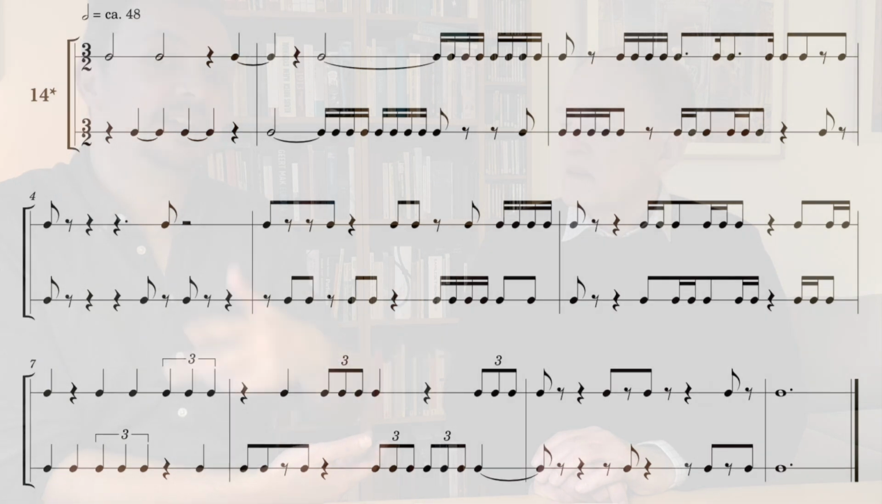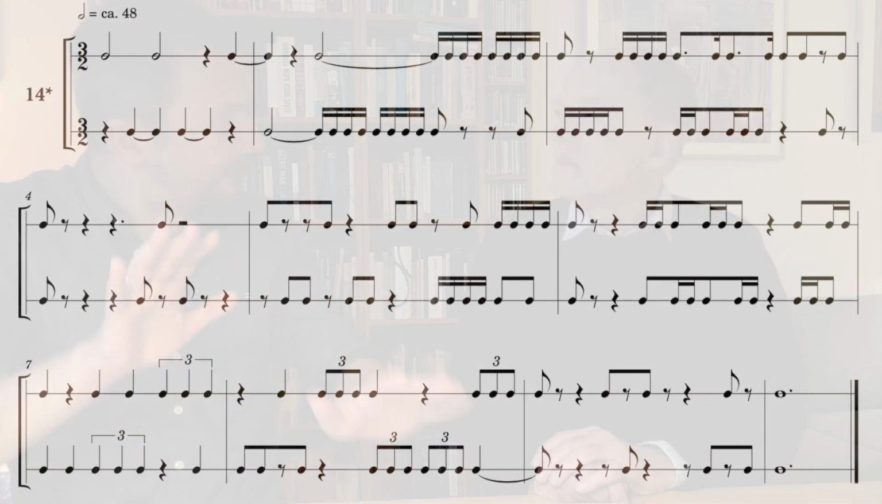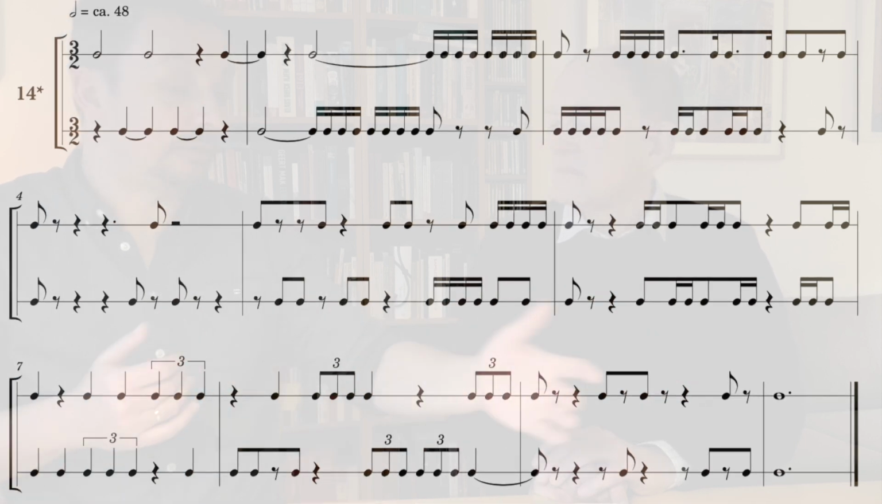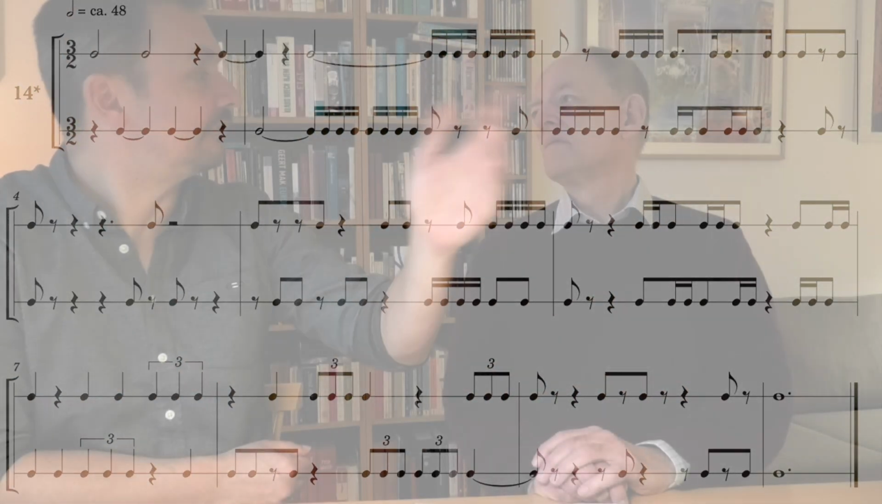Maybe we should also just mention once again that exercise 14, which is a 2-part exercise, there are 2 voices, is not meant to be performed as a combination 2-hand rhythm. It's meant to be performed in 2 groups, or by 2 students performing one the upper voice and another one the lower voice.